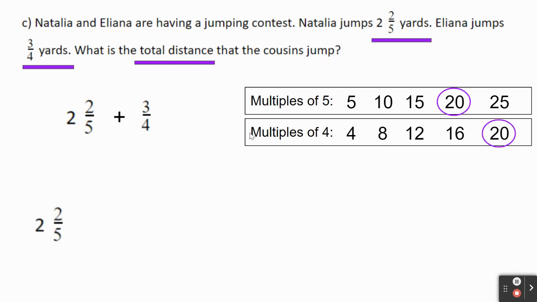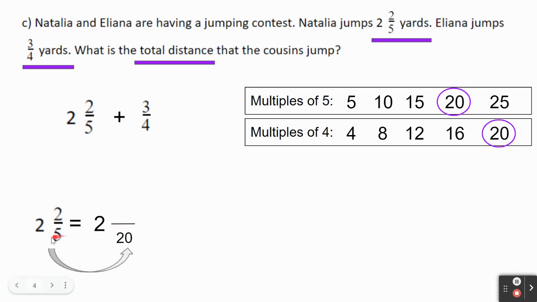So let's start with 2 2/5. Here, we're going to create an equivalent fraction where the 20 is our denominator. We can already start by putting the 2 wholes in the front, since when we create equivalent fractions, we are not adding or subtracting any wholes, we're just breaking the wholes into smaller pieces. So now let's see what our missing numerator is.